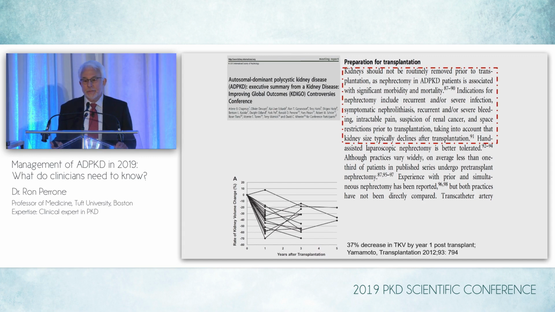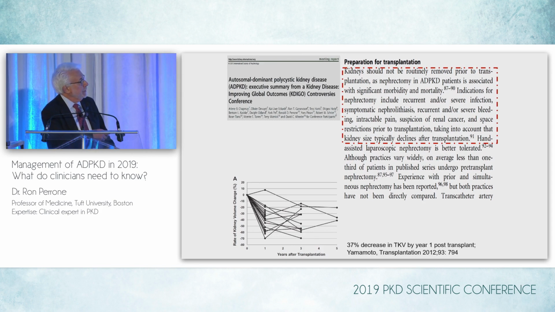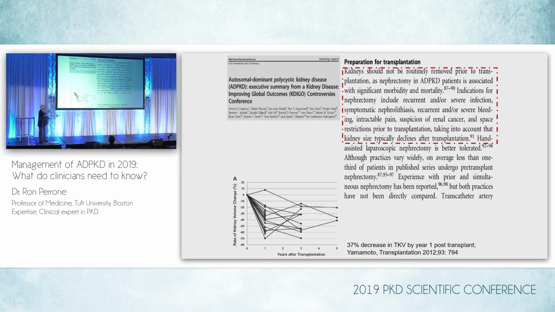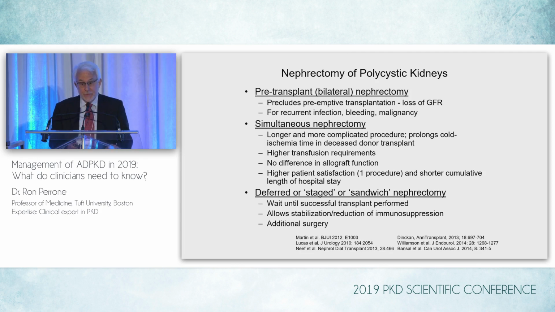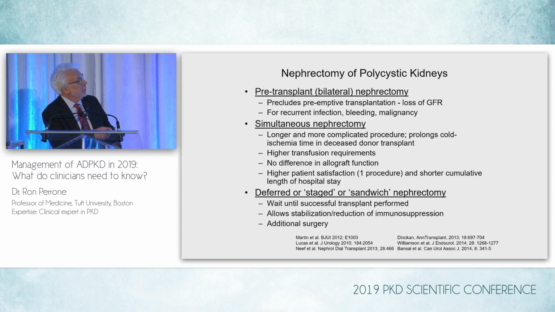The space limitation prior to transplant is not objectively defined, and most patients don't need polycystic kidneys removed to make space for the transplant. And we know that kidneys decrease in size after kidney transplant. This is a study from Japan showing a 37% decrease in total kidney volume by 1 year post-transplant. So we generally want to avoid pre-transplant nephrectomy because this will preclude preemptive transplant because of the loss of GFR, except, as mentioned, for recurrent infection, bleeding, or malignancy.